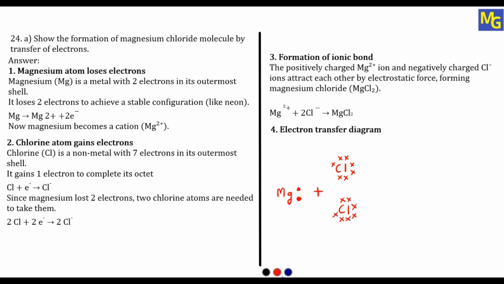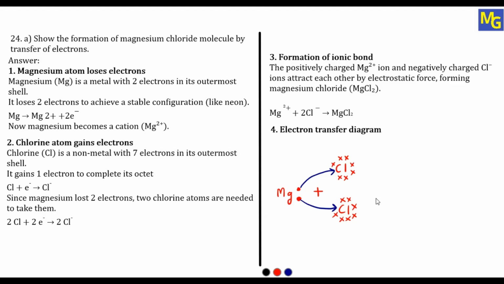Now see, in both of these, one more electron is required. Here also, one more electron is required. So now what happens? This electron of Mg goes here, and this electron of Mg will go here. What does this indicate? Mg is losing 2 electrons and 2 Cls are taking those 2 electrons.